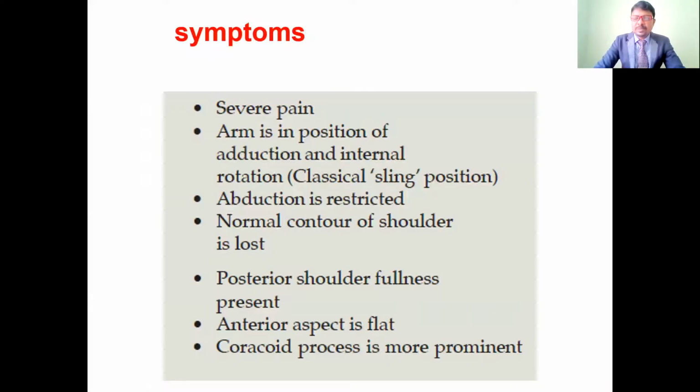If you see the symptoms of posterior dislocation, the main symptom is severe pain. With any dislocation, anterior, posterior, or inferior, severe pain is the first and foremost important thing. Also the arm is in the position of adduction and internal rotation. This is the classical sling position. After an anterior dislocation, we also stabilize the joint in the sling position, which is adduction and flexion. This is also found if any patient gets a posterior dislocation.